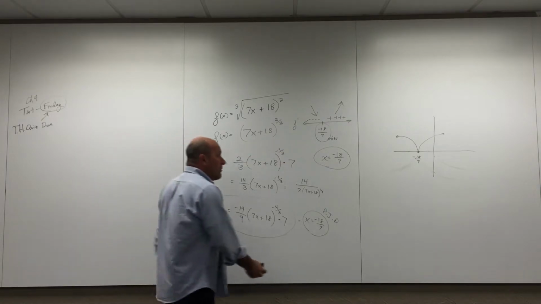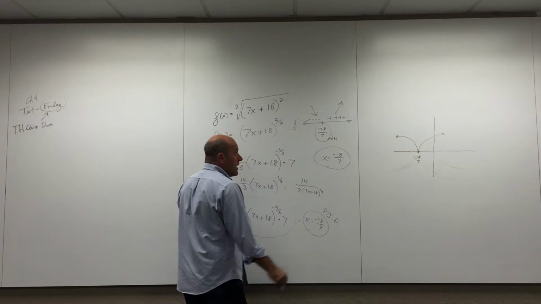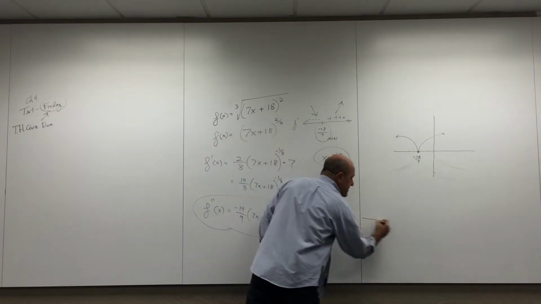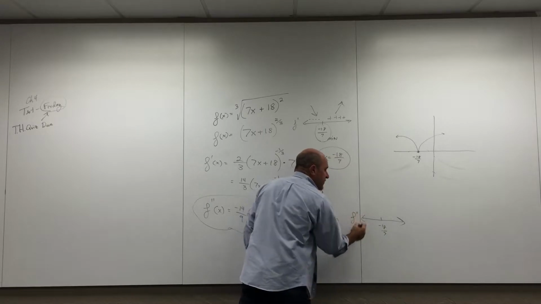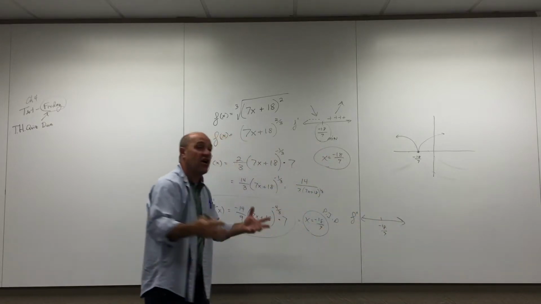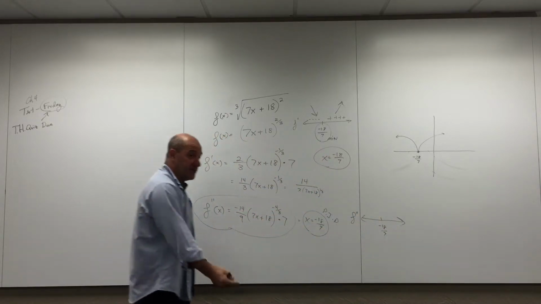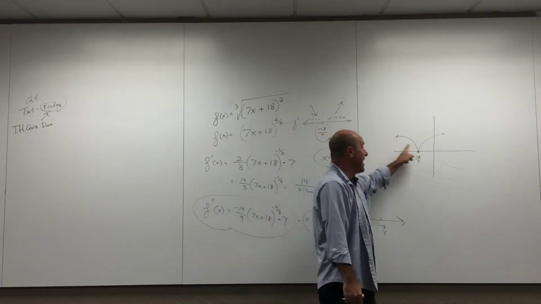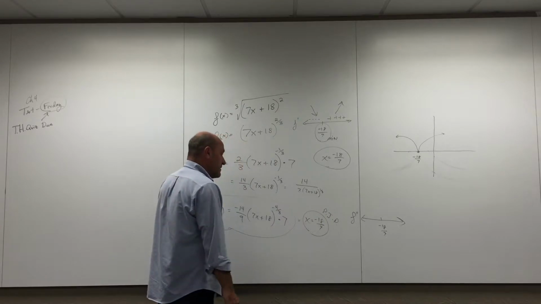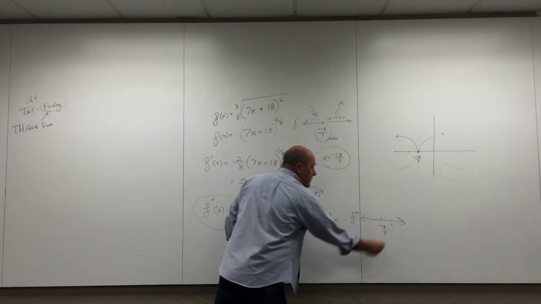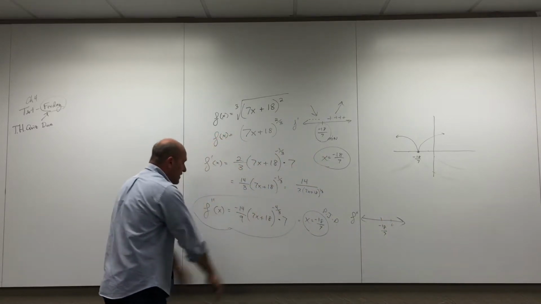If I put him on a number line and test around him, I got my negative 18/7. I'm checking my second derivative number line. I'm checking what's called the concavity test. I should find out it's concave down and concave down, right? That's what I should find out. I'll just pick something like 0. I'll plug it into the second derivative.